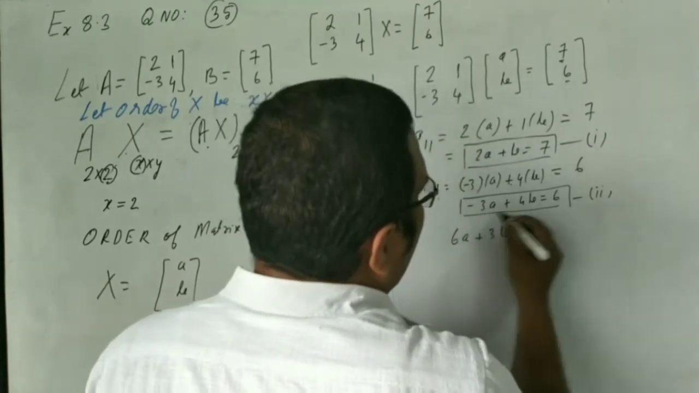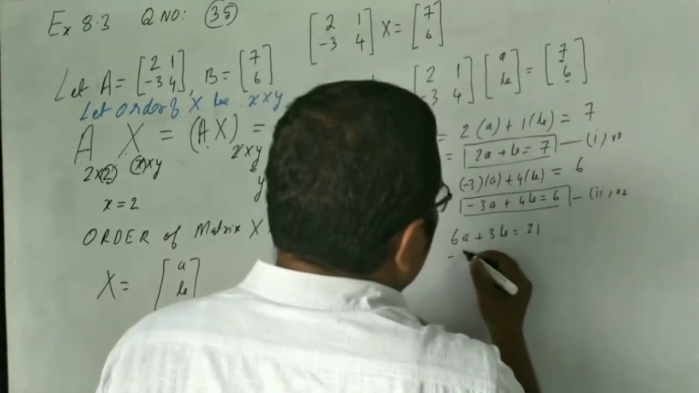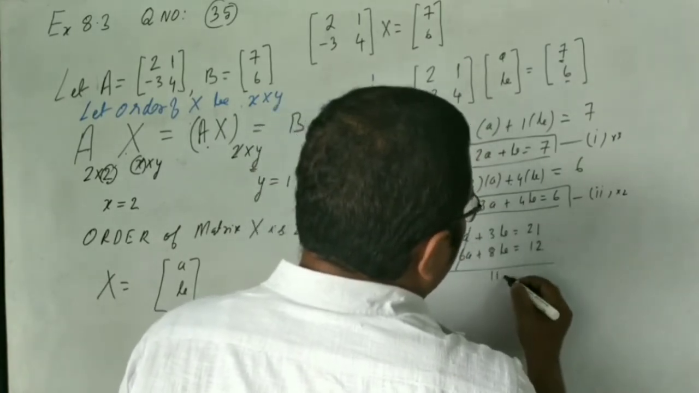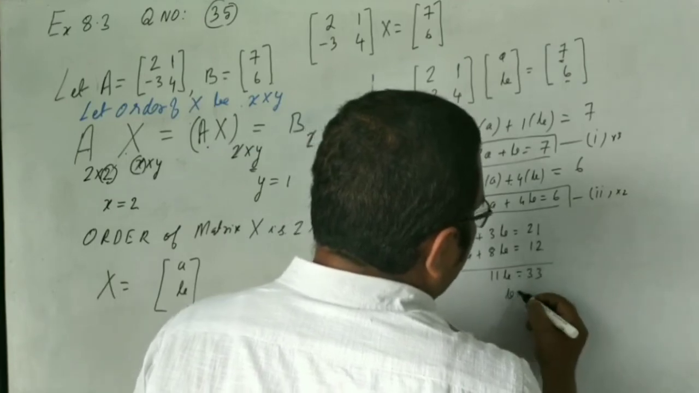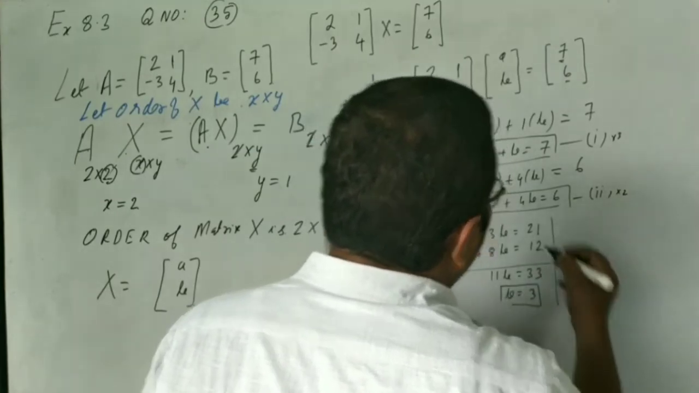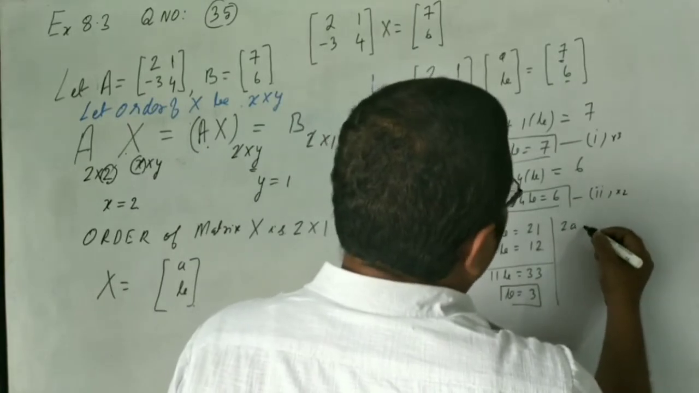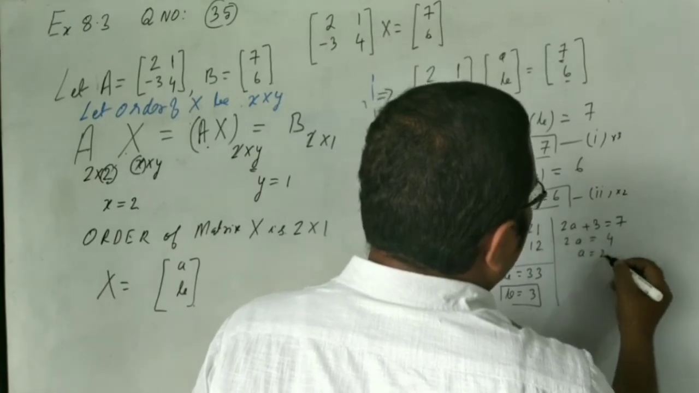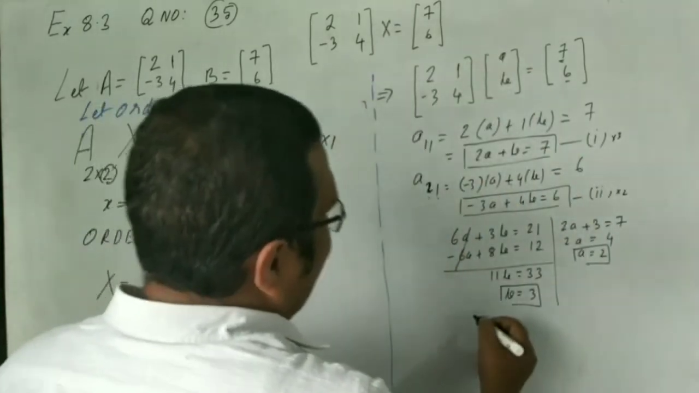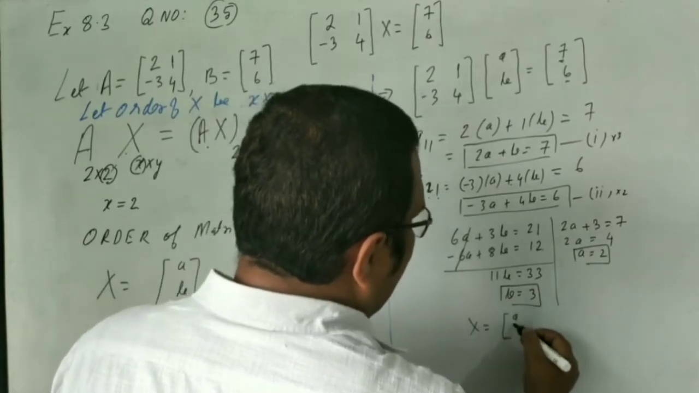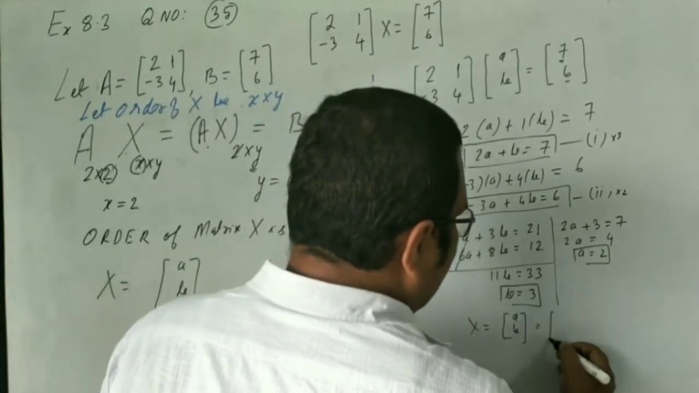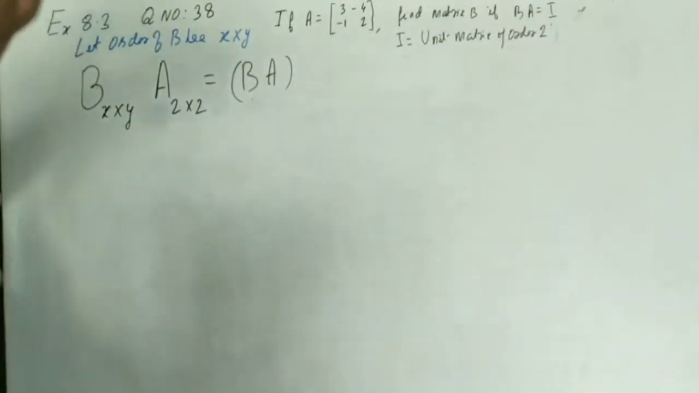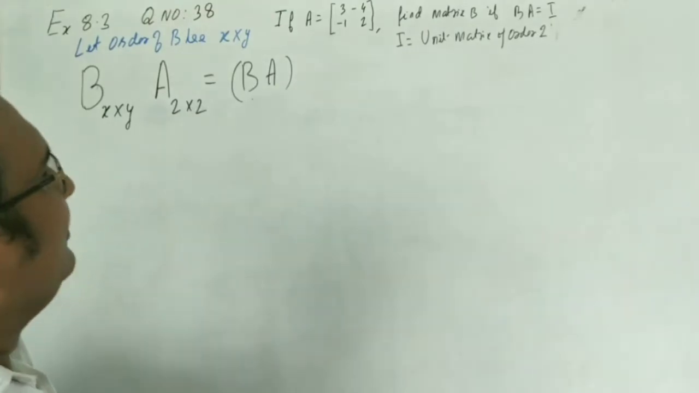You know how to do this. And this I multiply with 2. Minus 6a plus 8b is 12. Adding, 11b is equal to 33. b is equal to 3. And then any one equation I will use here. 2a plus b is equal to 7. 2a is 4. a is equal to 2. Therefore, matrix X is [a; b]. That is, the answer is equal to 2 and 3. This is the given: VA is equal to I, and I is the unit matrix of order 2.